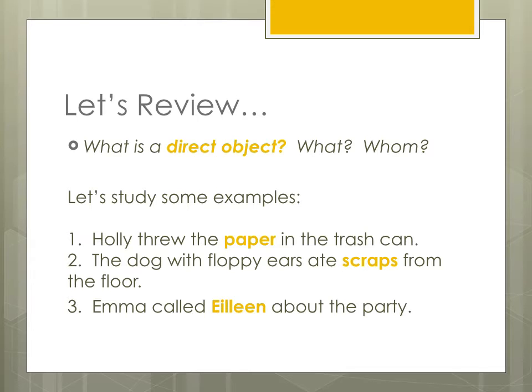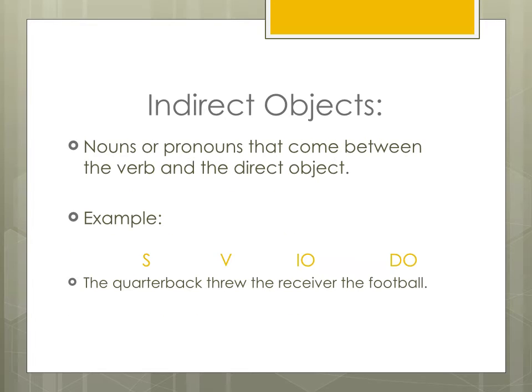Number one, Holly threw the paper in the trash can. What did she throw? The paper. Paper is our direct object. Look at number two. The dog with floppy ears ate scraps from the floor. What did he eat? Scraps from the floor. Scraps is your direct object. Look at number three. Emma called Eileen about the party. Whom did she call? She called Eileen. So Eileen is a direct object also.